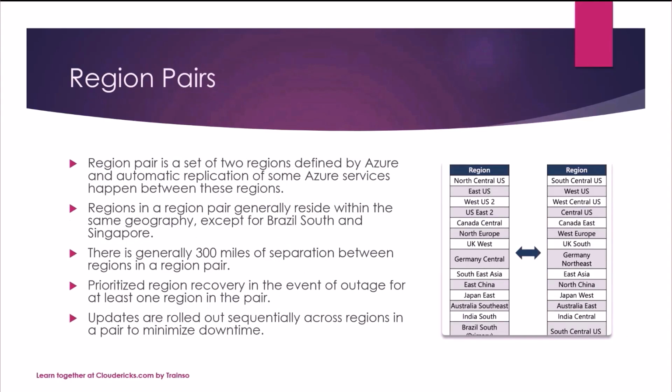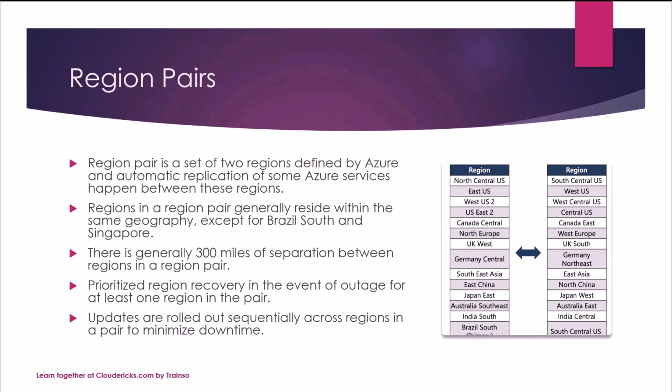Region pairs. Region pair is a set of 2 regions defined by Azure, and automatic replication of some Azure services happens between these regions. Regions in a region pair generally reside within the same geography except for Brazil South and Singapore. Having a region and its region pair within the same geography can help us with any data residency compliance laws. There is generally 300 miles of separation between regions in a region pair. This reduces the risk of data center getting affected by things such as natural calamities.